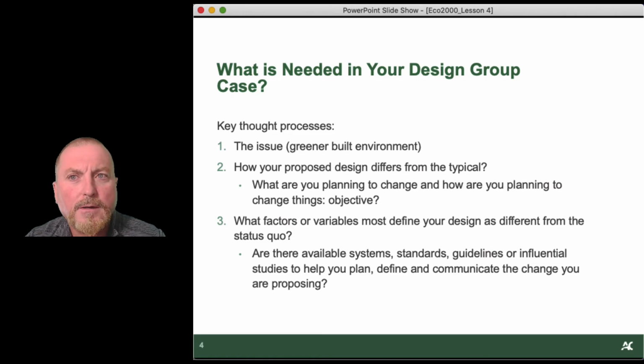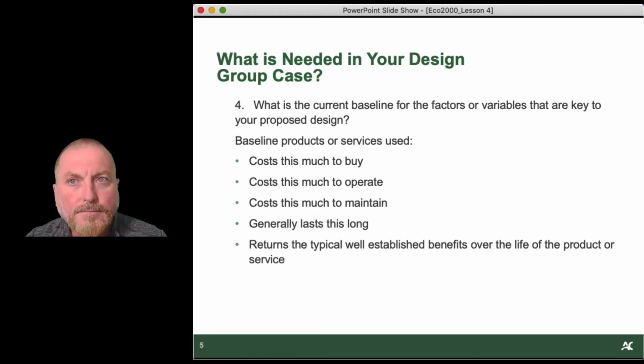So what factors or variables most define your design as different from the status quo, right? Are there available systems, standards, guidelines, or influential studies to help you plan, define, and communicate the change you are proposing? What are other studies saying about people that went green design? Is it more efficient? Does it last longer? They're better at attracting employees. They sell their brand to the public. Their customer approval ratings went up. Whatever we can find to support the value that we're adding to our client. Okay? That's the key. All right?